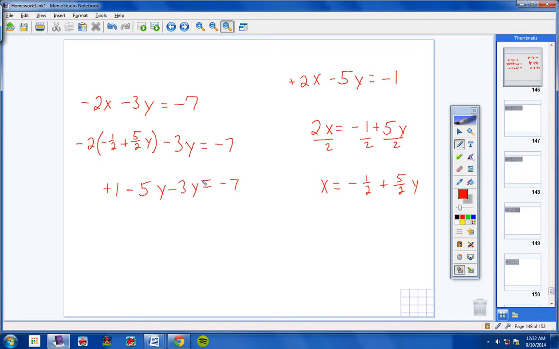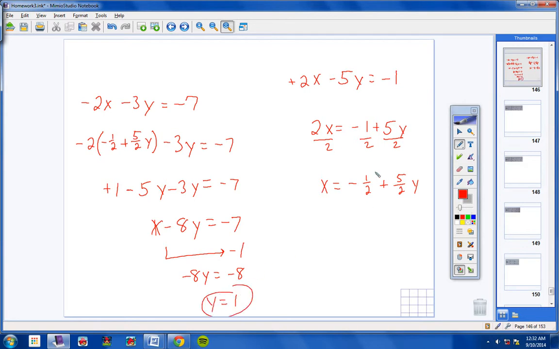Now, I'm still not done simplifying. I have two y terms I can put together here and here. So a negative 5y and a negative 3y would be a negative 8y. So 1 minus 8y. Then, in order to solve for y, we're going to bring this 1 over, and we're going to make it a negative 1. And so we're left with negative 8y equals negative 8. So y equals 1. So now I know what y equals.